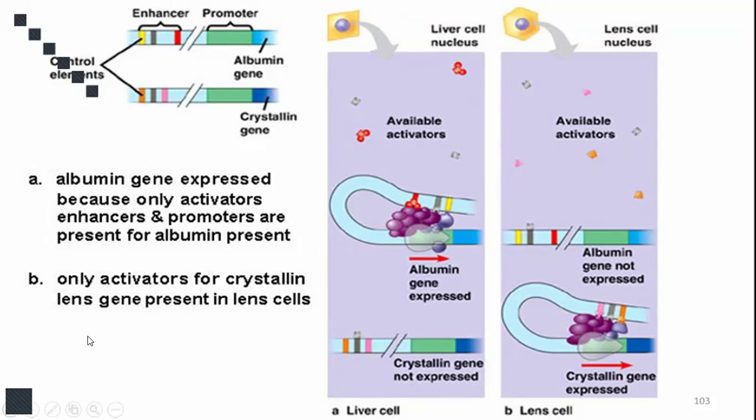Whereas for B, you have only activators for the crystalline lens gene present in the lens cell. So you can see here, only the ones here can activate this. So albumin genes are not expressed, but that does not mean they are not there. They are there, but they are not expressed. The same thing here: crystalline genes are there, but they are not activated because they are not being expressed. That is why the liver cell cannot produce the proteins that are required for the lens, and the lens cannot produce the proteins that are required to be in the red blood cell, for instance.